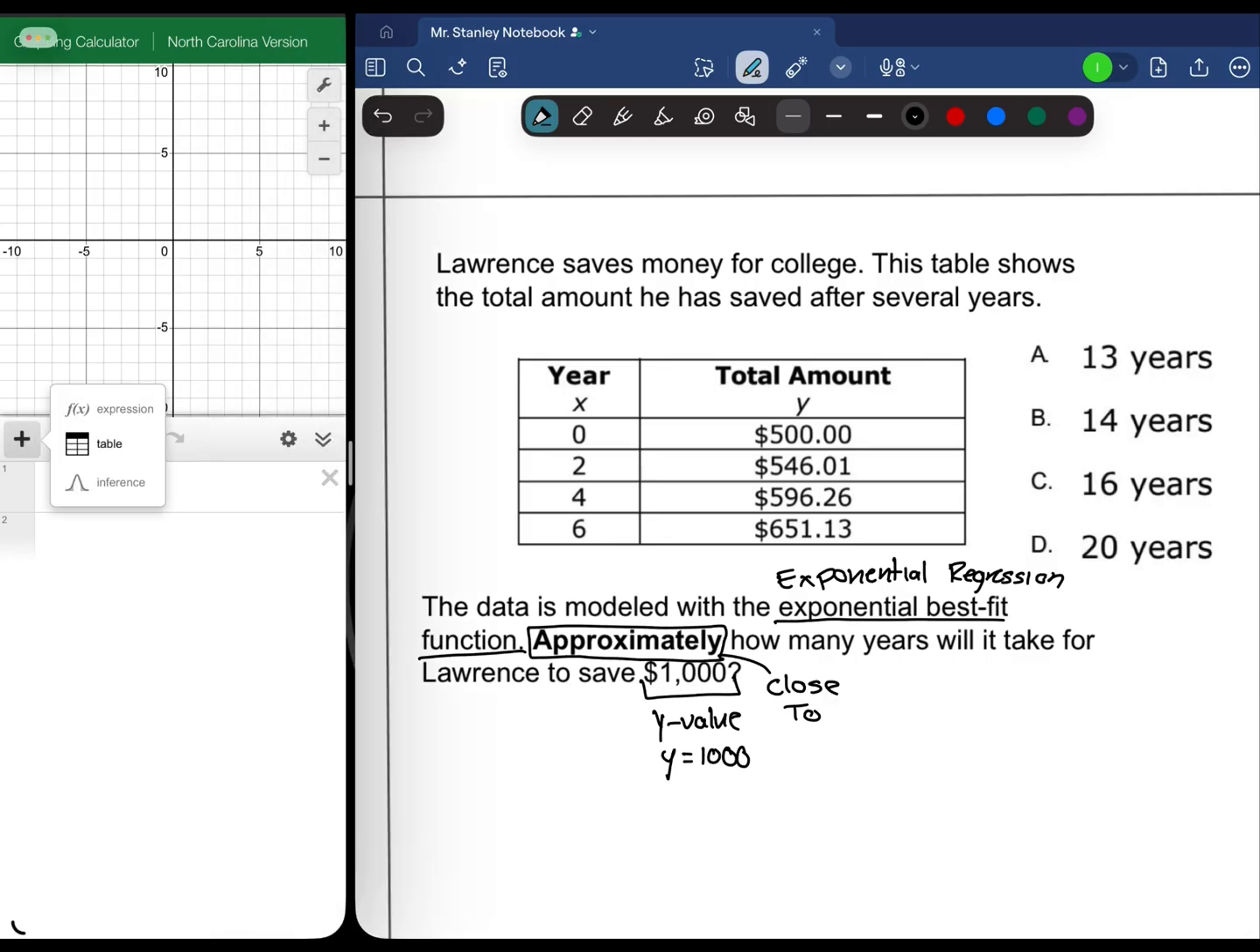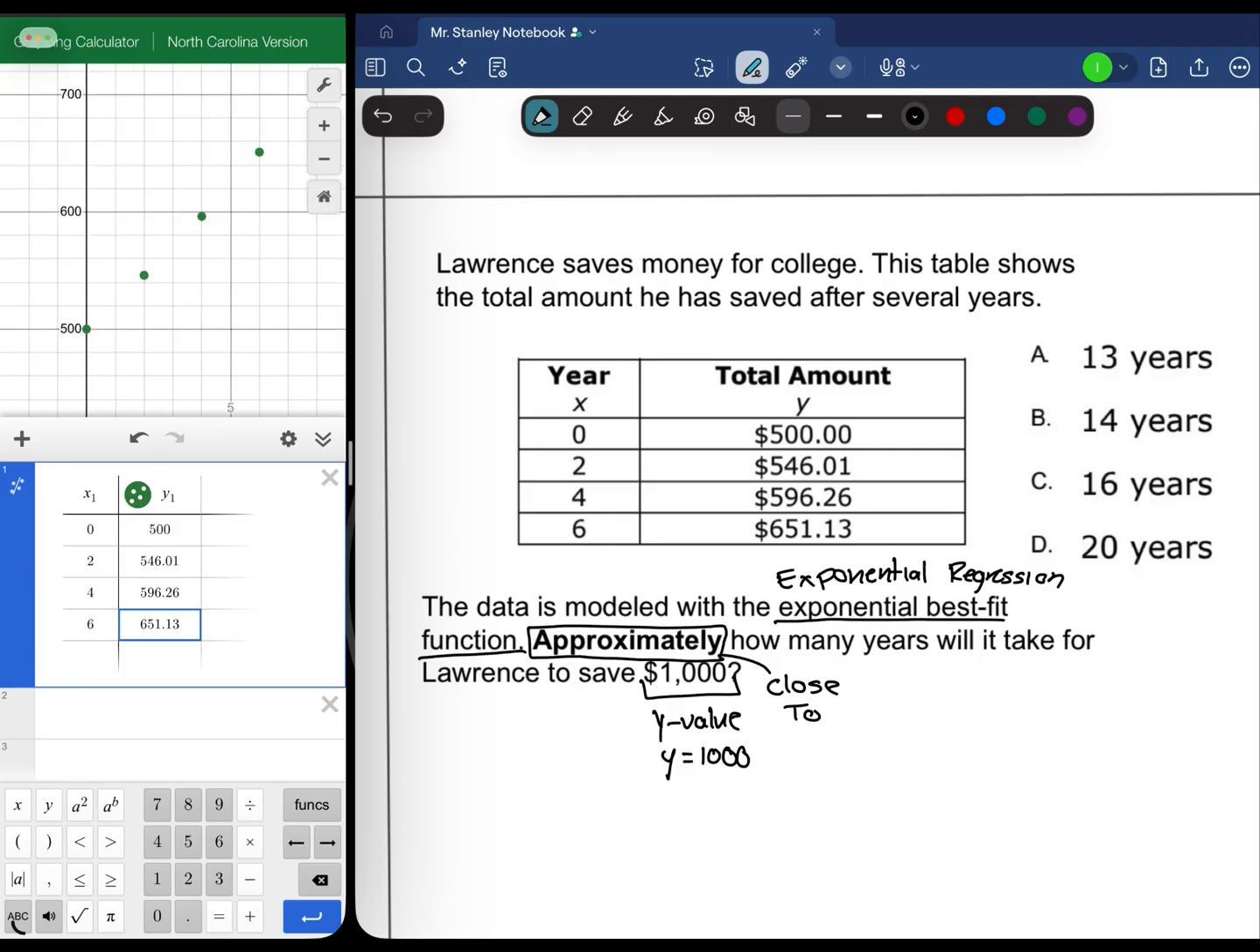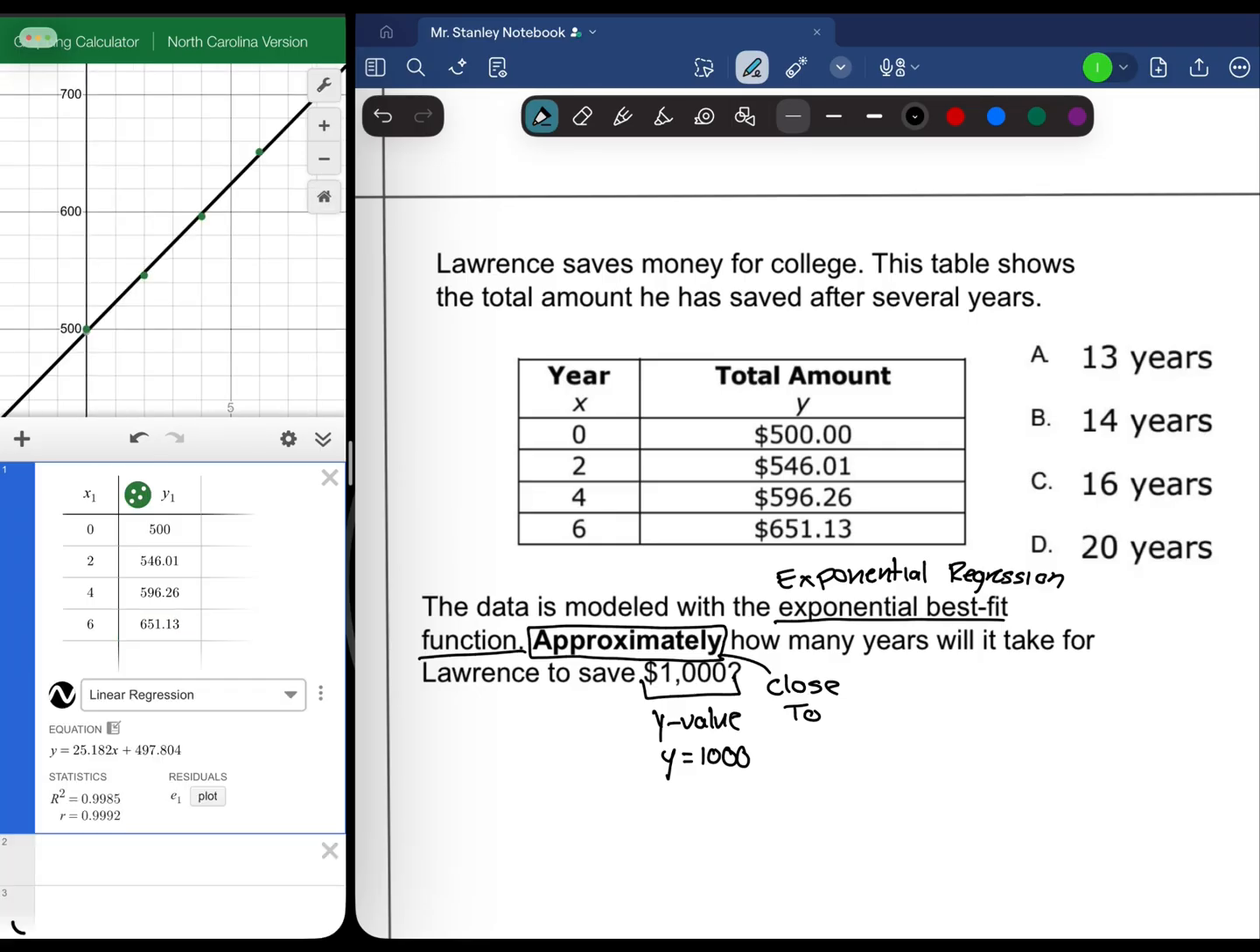So let's enter our table. We got 0, 2, 4, and 6. We got 500, 546.01, 596.26, 651.13. Then we hit the zoom to fit to bring it in. Hit our regression button. We're going to drop down and choose exponential.